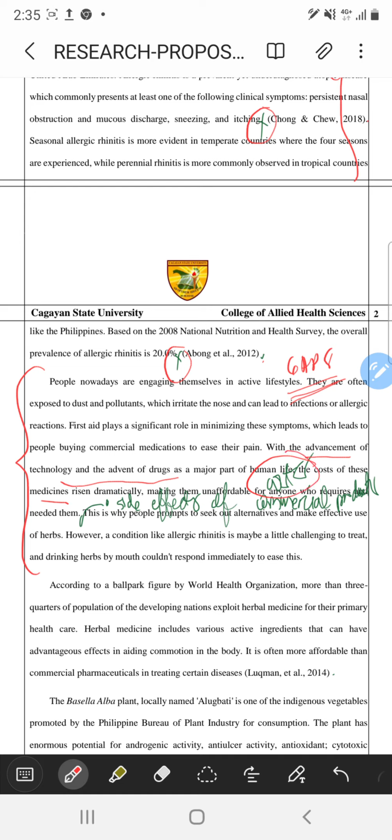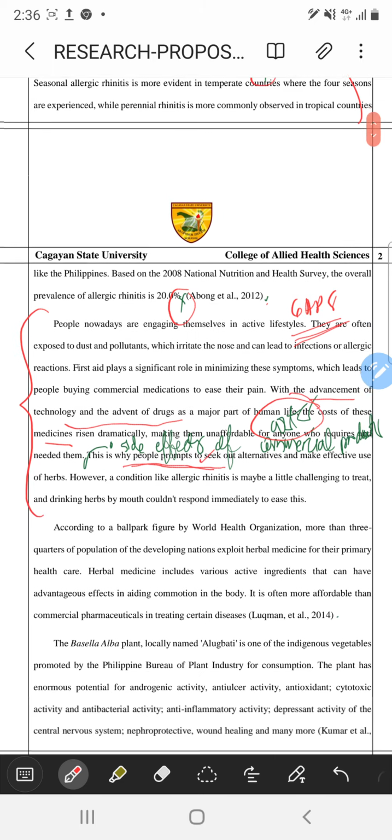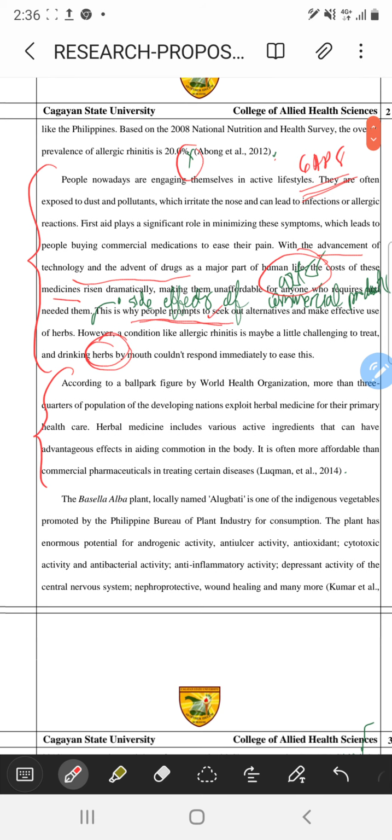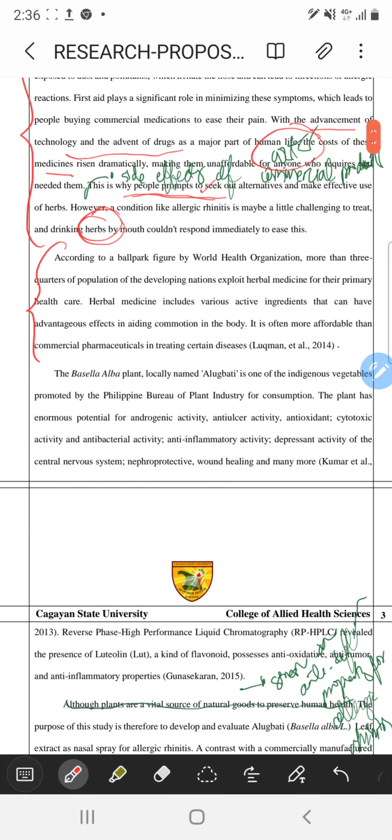Mahal yung mga allergic rhinitis na mga spray, nasal spray. And you can also, if there are side effects, they're synthetic, for example, you can also emphasize here. And then you go to the use of herbs already. Okay, you have here the use of herbs as an alternative. And then you talked about Alugbati.